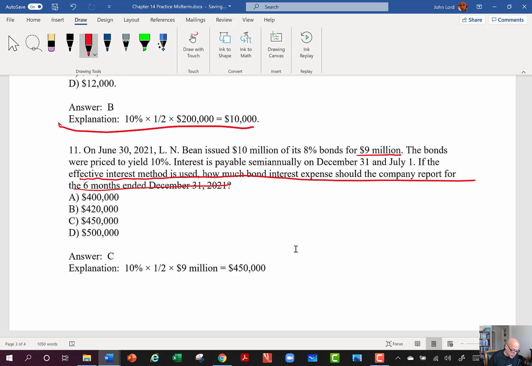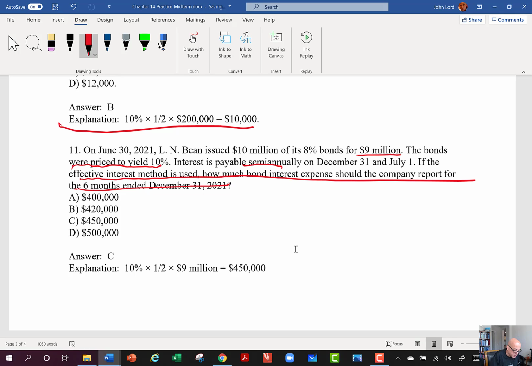The effective interest is what? The carrying amount of the bond for the period times the yield, market, effective interest rate, all synonymous terms, of 10% here. And they tell you it's a semi-annual bond.